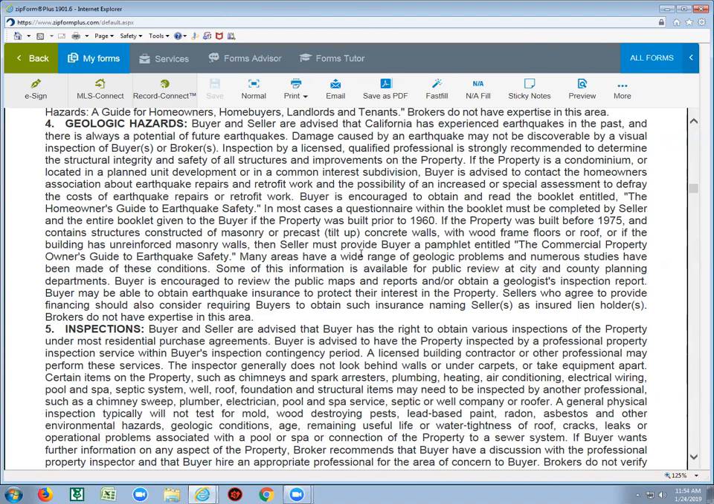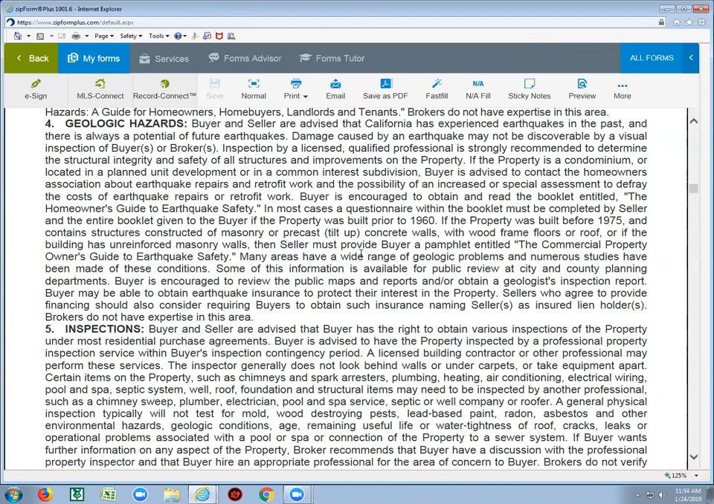Many areas have a wide range of geological problems. Numerous studies have been made on this condition. Some information is available to the public. Review the city and county planning department. Buyers are encouraged to review public maps, reports, and or obtain a geologist inspection report. NHD, we have that. So that's why we tell the buyer to read that.